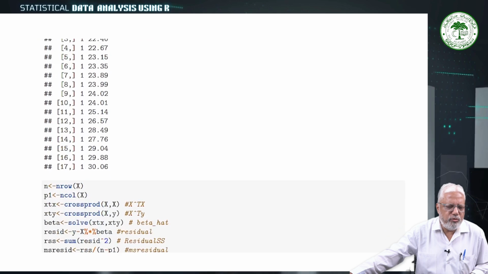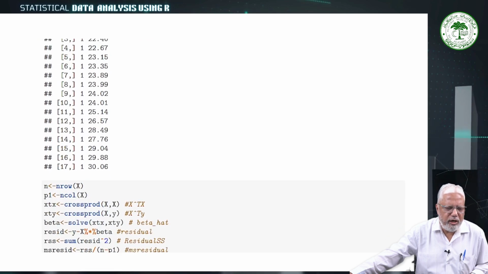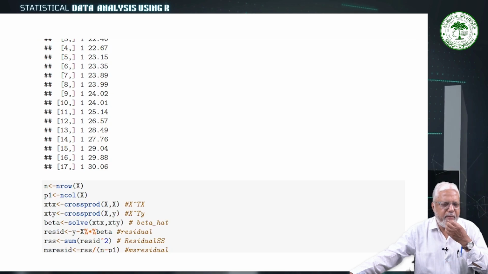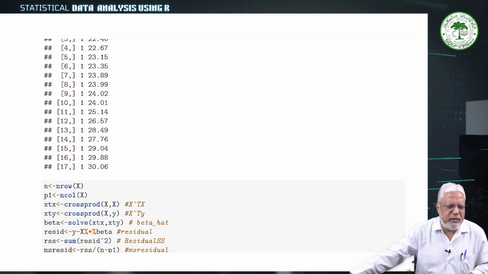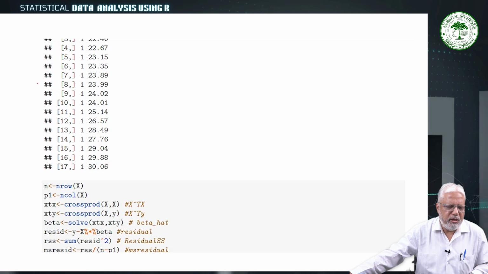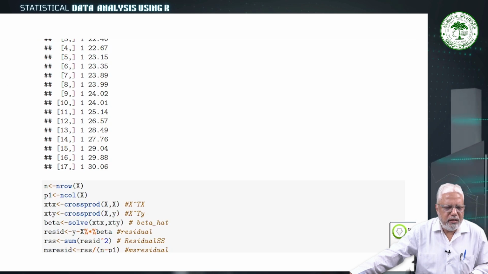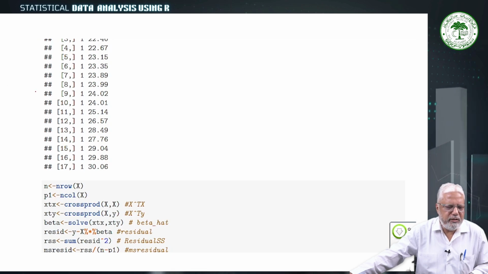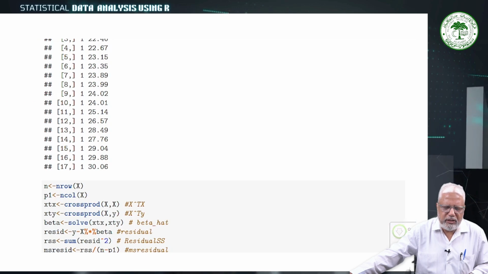Then n is equal to nrow of X, the number of rows in X, and P1 is equal to ncol, the number of columns in X. Then X transpose X is the cross product of X comma X. And for computing X transpose Y, it is the cross product of X comma Y. And then we are getting beta.